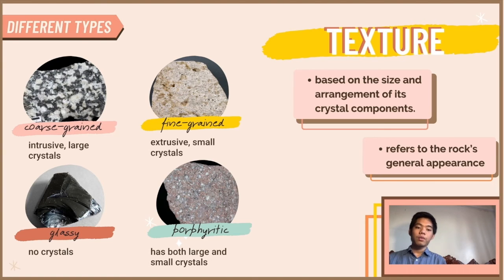Third are porphyritic igneous rocks. It consists of large crystals embedded in a group of small crystals. This is usually due to a multi-stage cooling history. They may have cooled slowly while beneath the surface and cooled quicker when they rose to a shallower depth. And lastly are glassy igneous rocks. These are formed when they cool so quickly, crystals have no time to form.